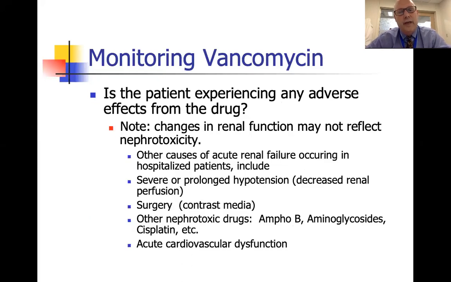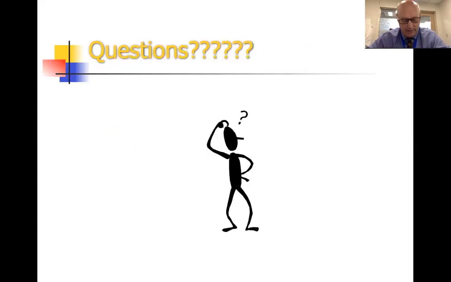Obviously we want to make sure that patients aren't developing any adverse events associated with the drug. Acute renal failure, or severe or prolonged hypotension, will change your renal perfusion, so you can anticipate that their renal function is going to go down. Patients who get other concomitant nephrotoxic drugs, we probably need to keep track of more avidly than patients who are not. And if your pump function doesn't work very well, you can have reduced perfusion to your kidneys just because of heart failure.